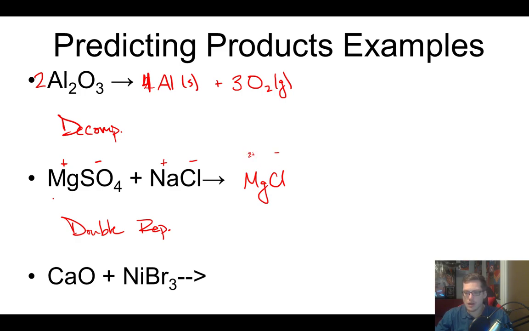So we got a crisscross. We're going to bring that 2 down here, okay? And then bring the 1 down there for the magnesium, okay? And then we'll cross this guy out so that we get magnesium chloride, all right? So this would be actually the product that it makes, all right?